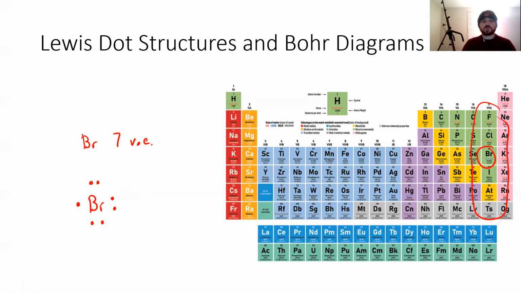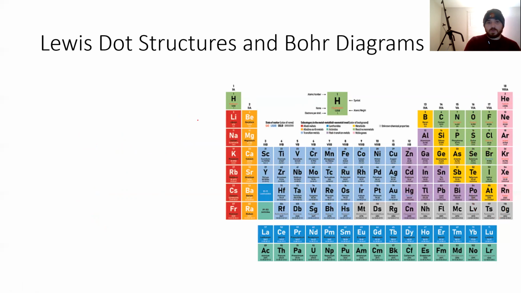So Lewis dot structures are really simple. They just tell us the valence electrons, they tell us how they're arranged. And when we get to chemical bonding, they'll kind of tell us how many bonds that things can make and stuff like that. But we'll worry about that when we get there. So for right now, you just need to be able to draw Bohr diagrams and Lewis dot structures.